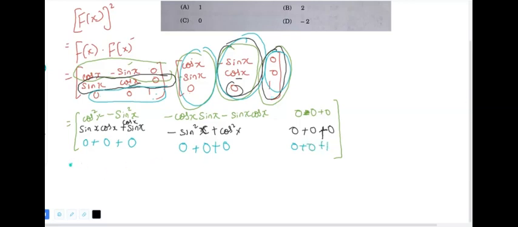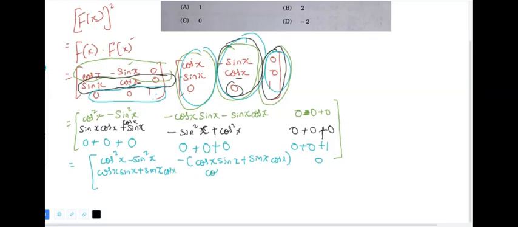So this matrix changes to [cos square x minus sin square x, minus cos x sin x plus sin x cos x, 0; cos x sin x plus sin x cos x, cos square x minus sin square x, 0; 0, 0, 1]. You can write it anyhow.